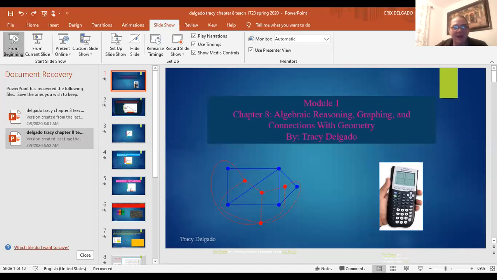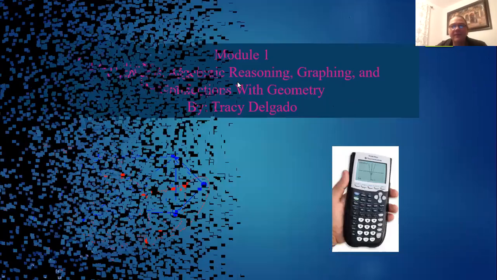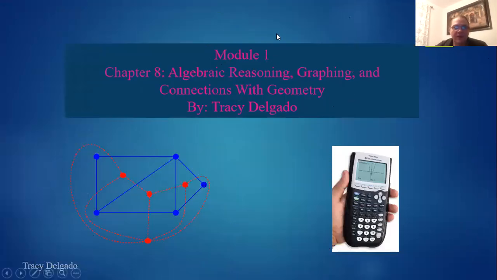So with that, let's start our first lesson. This is called Module 1, Chapter 8, Algebraic Reasoning, Graphing, and Connections with Geometry. And I added some cool pictures here. I hope we don't have to graph anything like this semester because that looks very hard to explain. And here's our graphing calculator.